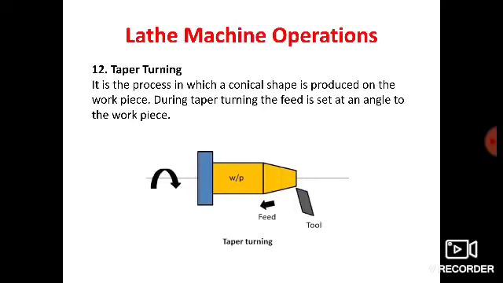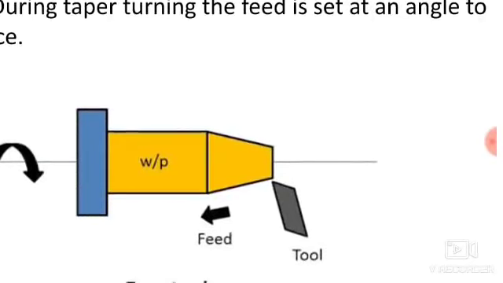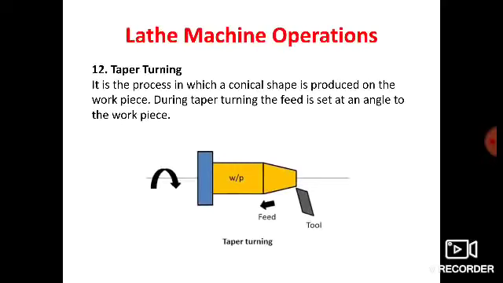During taper turning, the feed is set at an angle to the workpiece. Okay, so यहाँ पे आप देख सकते हो ये टूल को एक पर्टिकुलर एंगल दिया है, वो एंगल पे आपको उसे ट्रैवल करते जाना है. So tool is moving simultaneously parallel to the axis as well as perpendicular to it, moving along two axes simultaneously. That is known as taper turning operation.